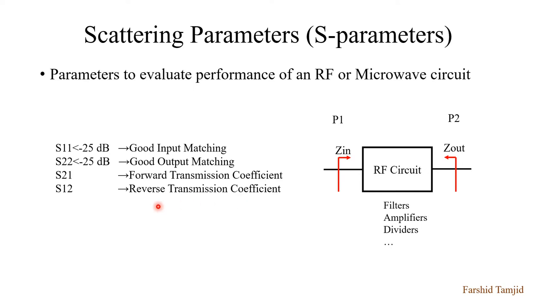Again, it doesn't matter if we have passive or active circuits, S11, S22, there are some criteria for matching. We say they need to be better than minus 25 dB. But S21 and S12, I don't give a number to them yet, and you will see how much they are later.